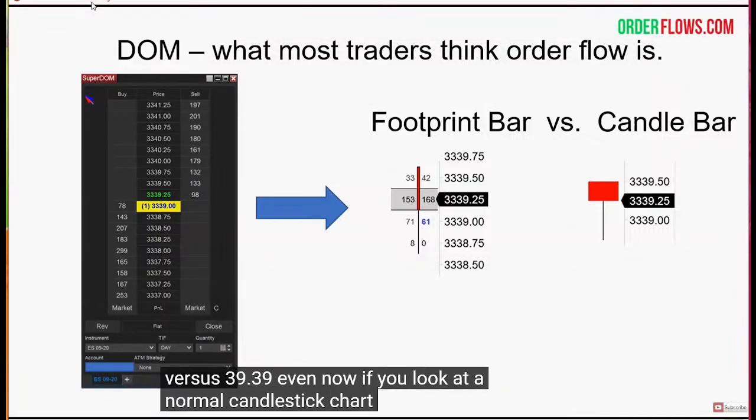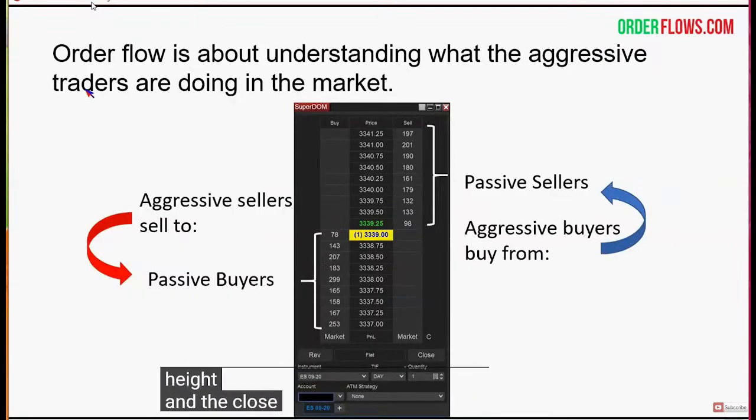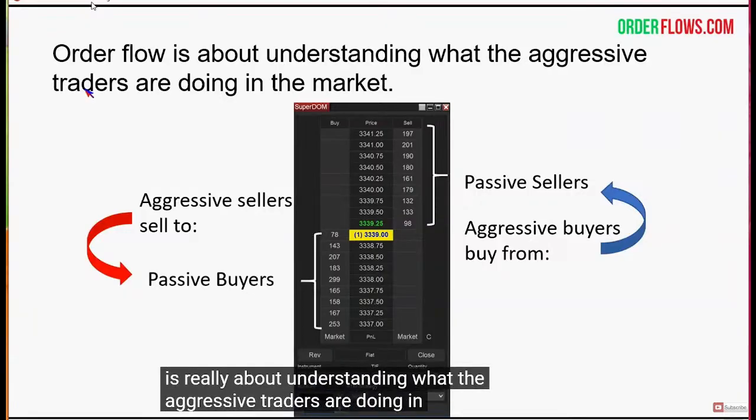Now, if you look at a normal candlestick chart, you don't even see the volume, right? You're just looking at where the low is, where the open is, the high, and the close. Order flow is really about understanding what the aggressive traders are doing in the market. If you don't understand what aggressive traders are, think of it this way.